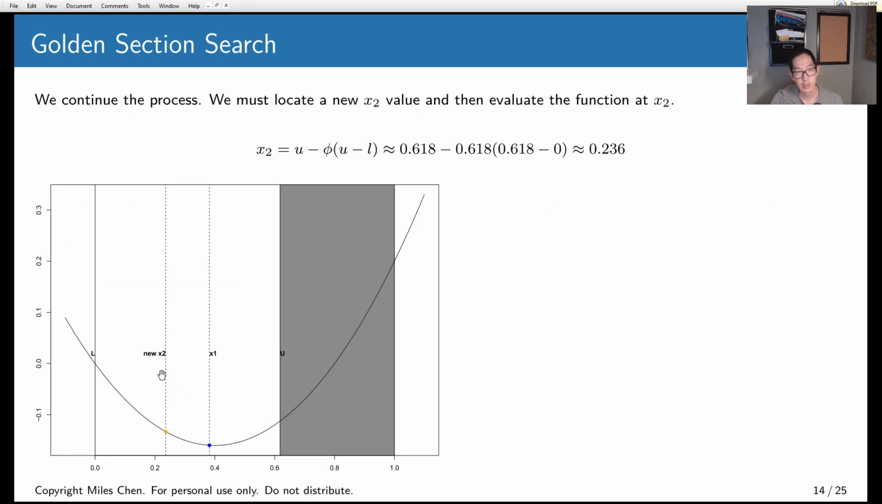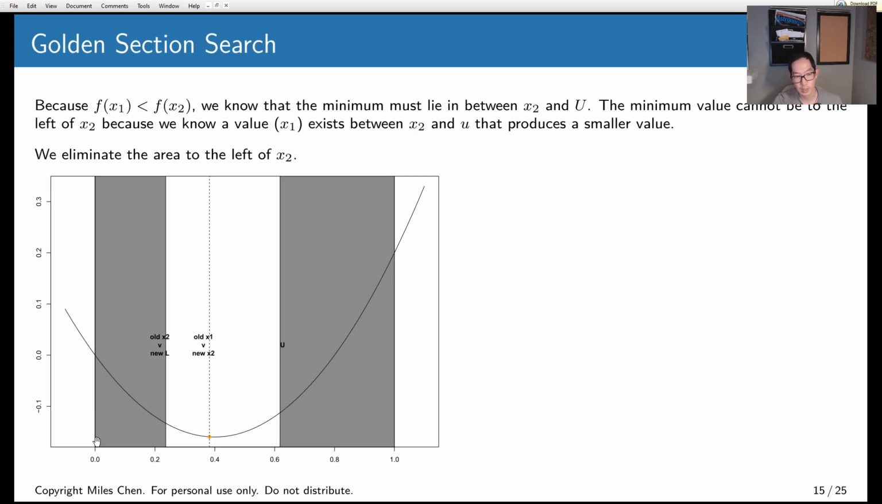I do have to calculate this location. So this is going to be u minus 0.618 squared, and that's going to give me 0.236. So I calculate the value of the function at that location, and I see that the value of the function here is higher than the value of the function here. So I'm going to throw away everything to the left of that location.